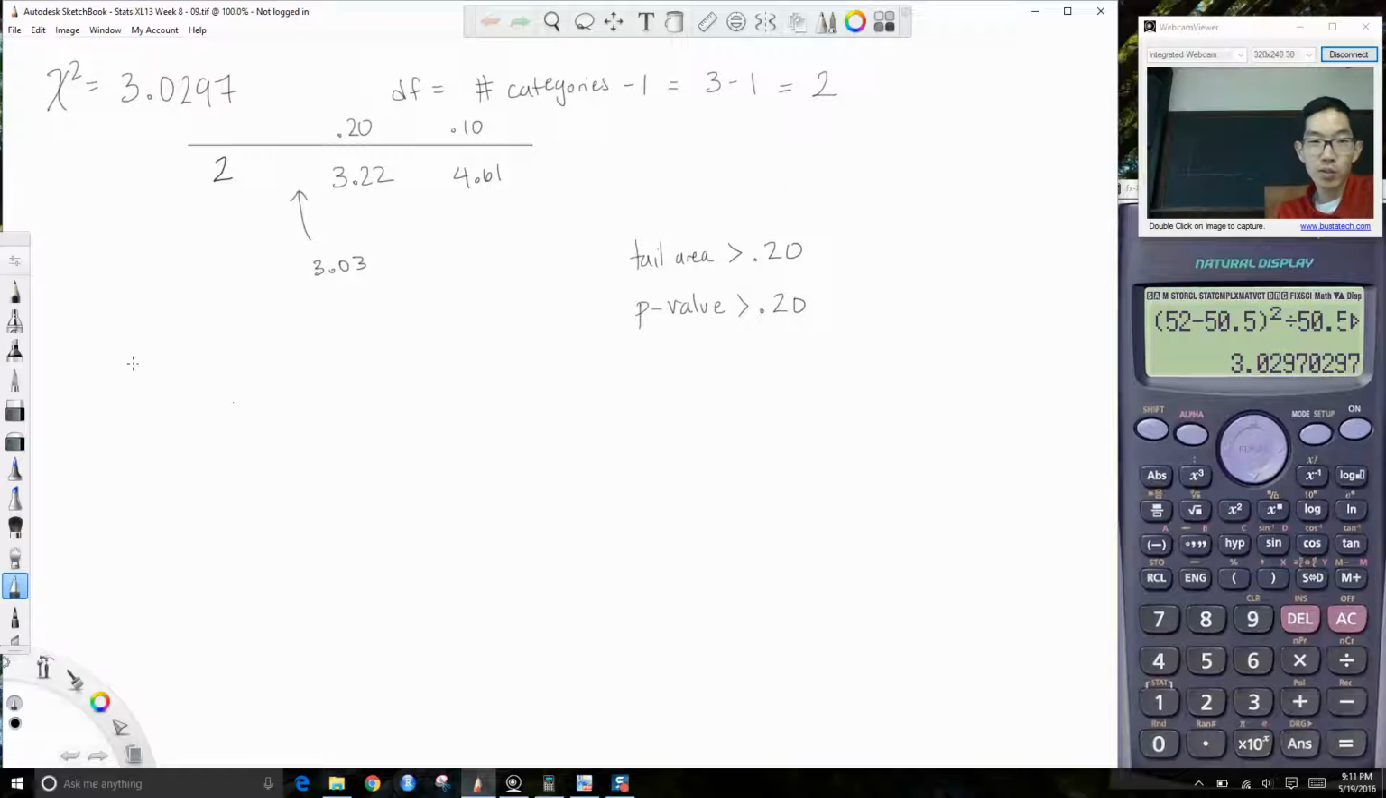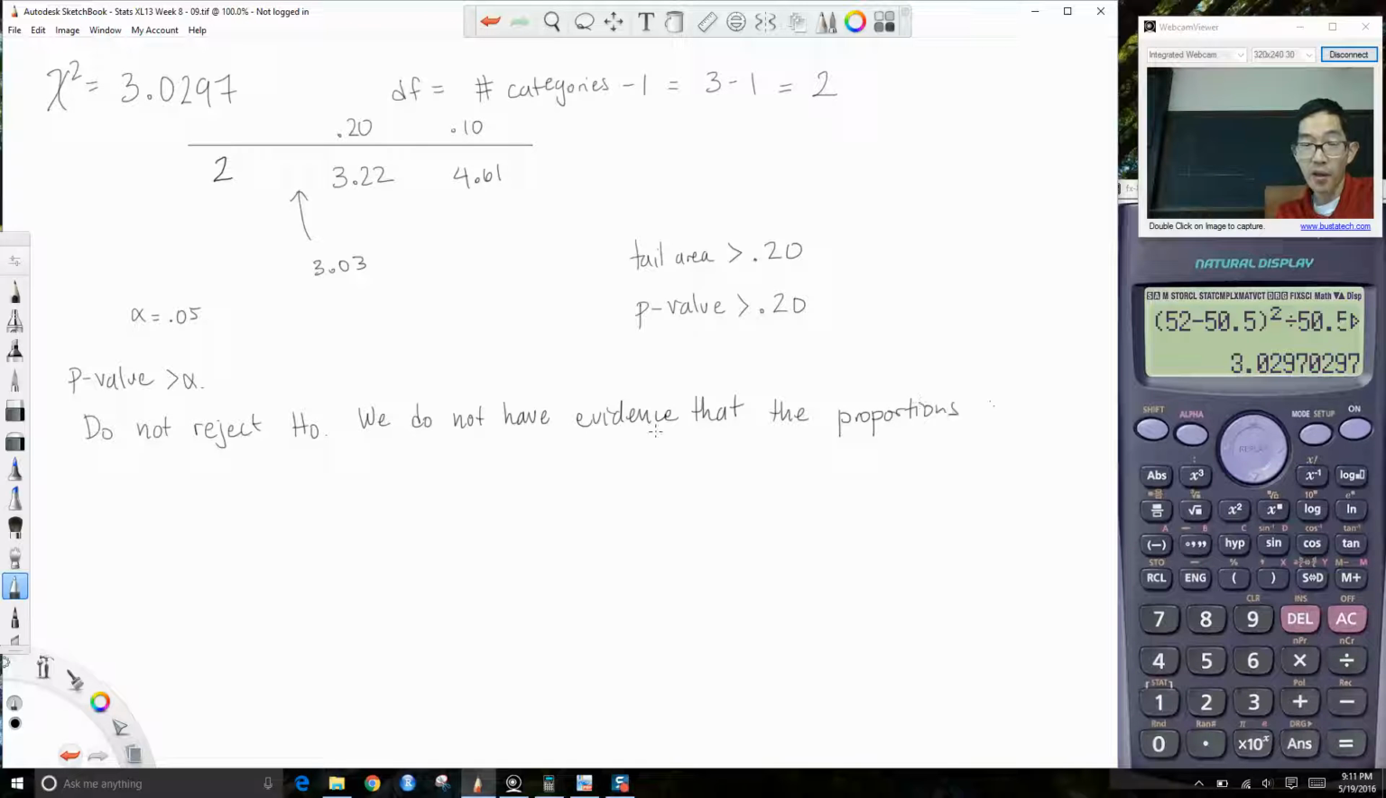So here we would say, assuming alpha is 0.05, our p-value is greater than alpha, so we do not reject the null hypothesis, okay? And we would say we do not have evidence that the proportions of different colored flowers under the genetic model are wrong.